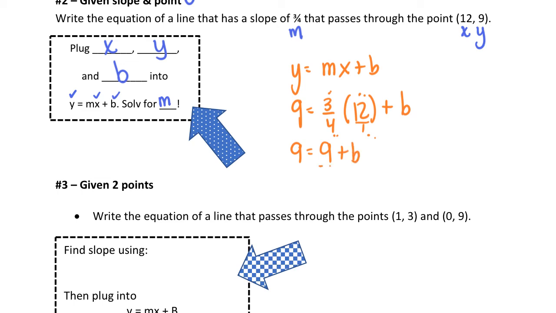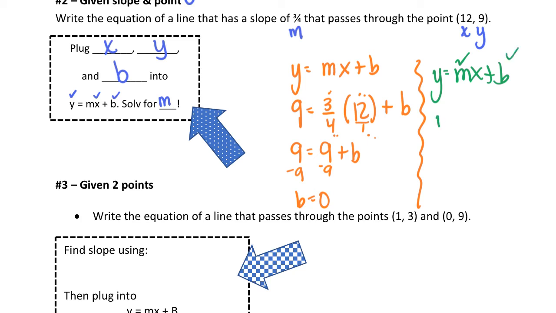Solve for b by subtracting 9. We get b equals 0. So now we know, if we're plugging into y equals mx plus b, we know our slope, we know our y-intercept. So we have y equals 3/4 x plus 0, which we don't even have to write. You can just write it as y equals 3/4 x.